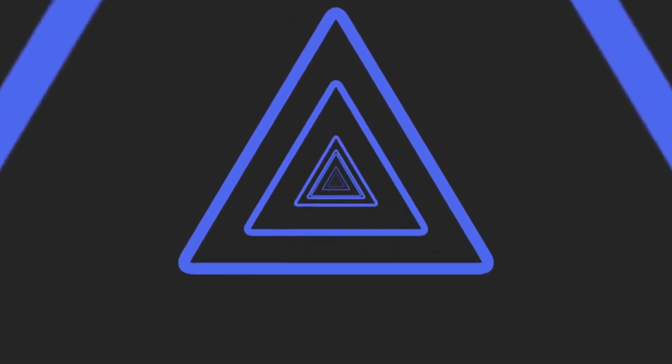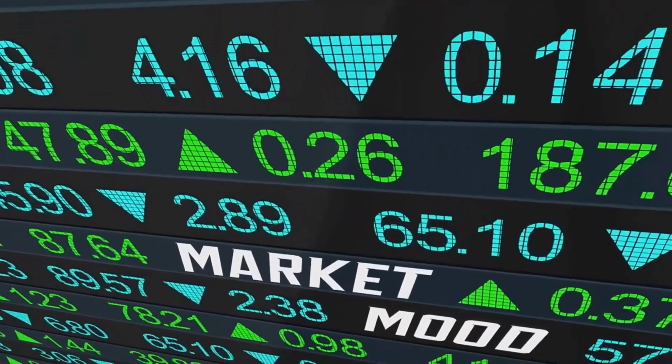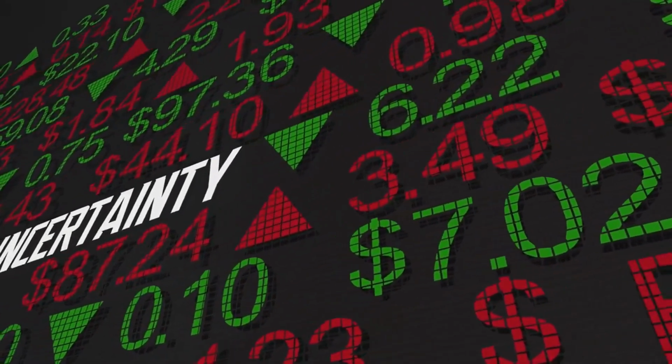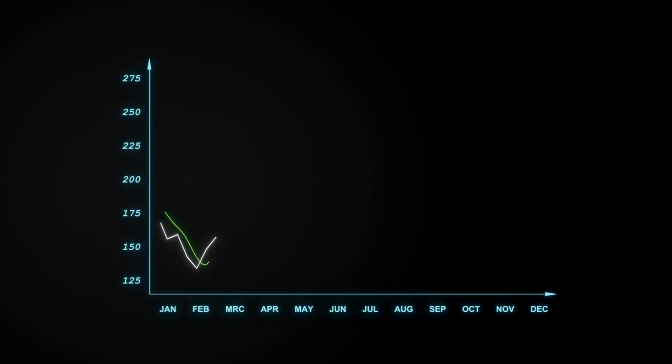Let's dive into a crucial chart pattern, the symmetrical triangle. It's like the calm before the storm. Prices bounce between converging trend lines, forming a triangle. This pattern screams market indecision. Buyers push higher, sellers push back, creating lower highs, and buyers push up from lower lows. This back and forth forms the triangle.